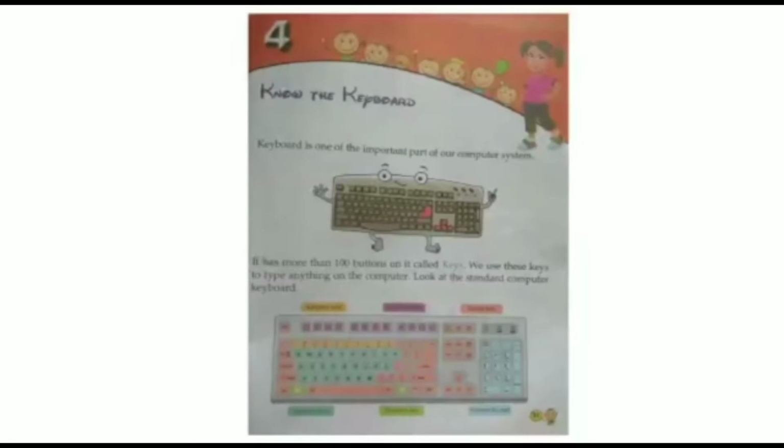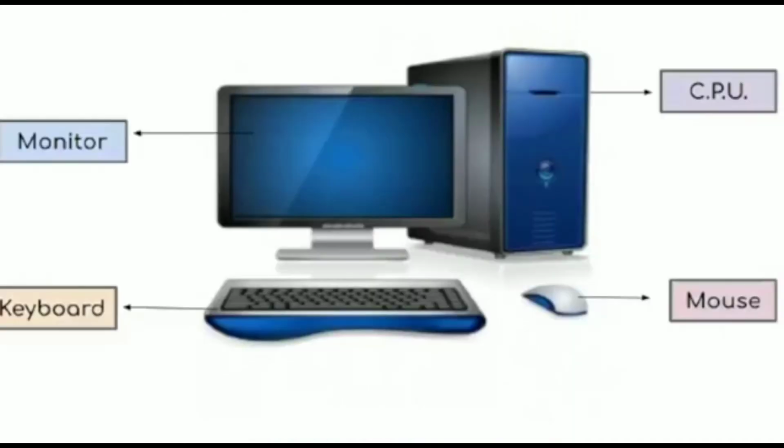Today, in computer class, we are going to start a new chapter. Chapter number 4, Know the Keyboard. Children, in your previous chapter, you have learned about parts of computer system. So let us recall about these parts. There are mainly 4 parts of the computer: monitor, CPU, keyboard and mouse.